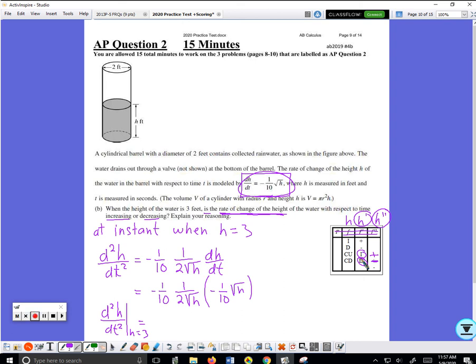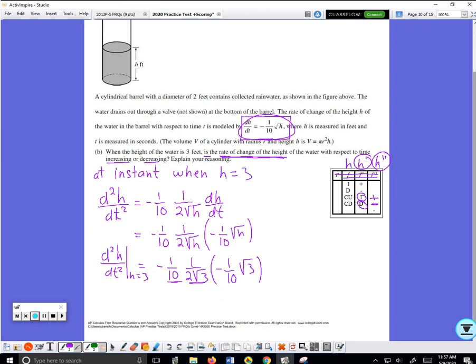This is going to be negative 1/10, 1 all over 2 square roots of 3. All I care is positive or negative here. And what I end up with is several factors multiplying: negative factor, positive factor, negative, and positive. So all I have to write here is positive. I don't have to work it out.